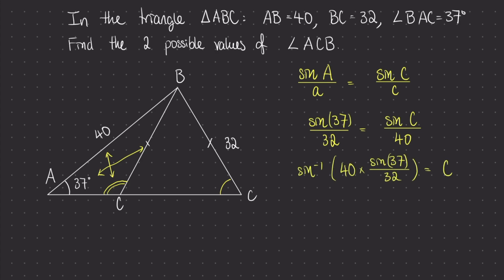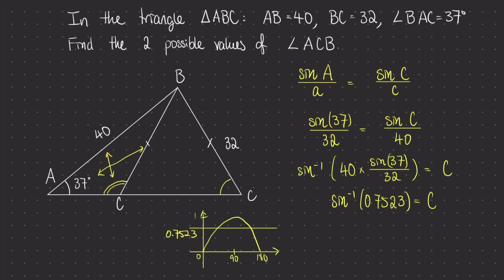Now at this stage, because I know that the two solutions include an obtuse angle and an acute angle, I'm going to work out what is inside the bracket of inverse sine first. Once we've done that, we can do our little sketch. I can see that the sine graph intersects with the line y equals 0.7523 at two places. Placing this inverse sine of 0.7523 into the calculator will find us the acute angle.